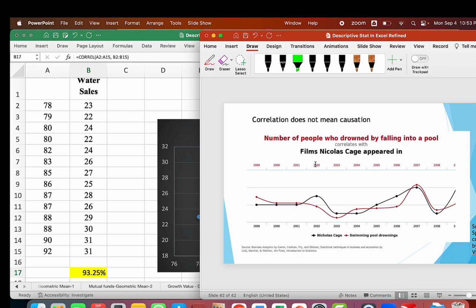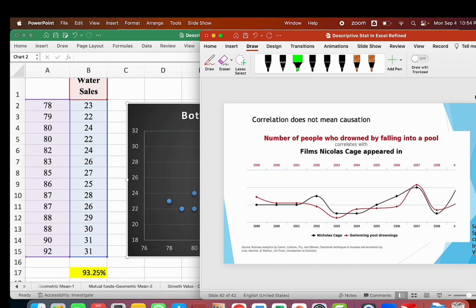Now one last thing: correlation is not the same as causation. For example, the number of people who drowned by falling into a pool, that's the red line, positively correlates with the number of movies Nicolas Cage appeared in, and that's the black line. You can see that there is a perfect positive correlation, but we know that this is absurd. It doesn't make any sense. Between the number of people falling in a swimming pool and the number of films Nicolas Cage appears in, there is nothing connecting them. So correlation does not mean causation.